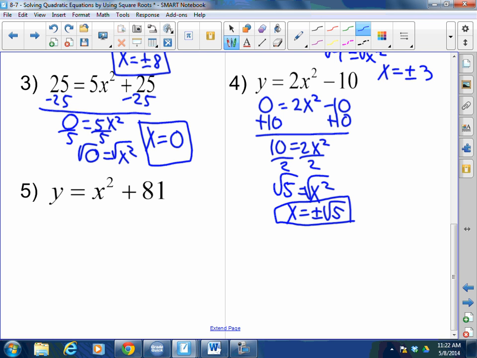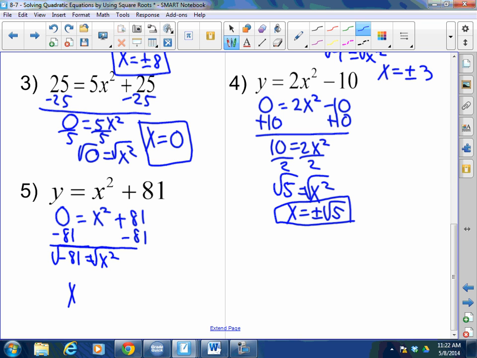Number 5, I make my y 0. That equals x squared plus 81. How do I solve for x? Subtract 81 from both sides. Negative 81 equals x squared. Square root both sides. So x equals? No. It equals no solution, guys.